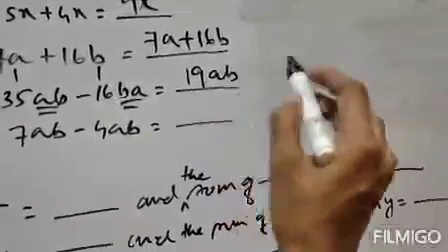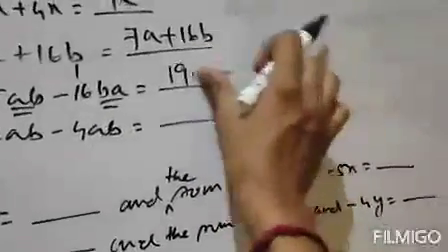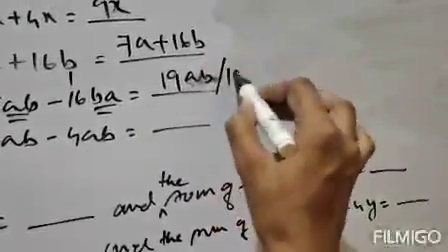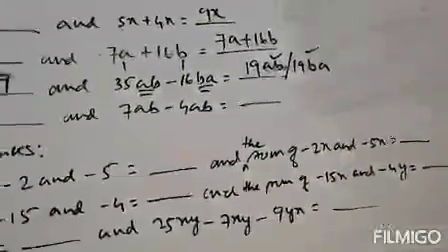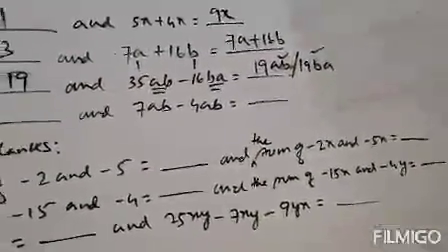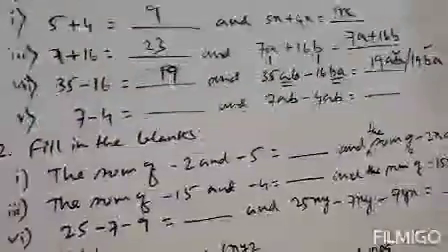So you can write AB or you can write BA also. You can write 19AB or you can write 19BA also. Both of them are correct. Whether it is 19AB or 19BA, both of these are correct. Next, 7 minus 4.